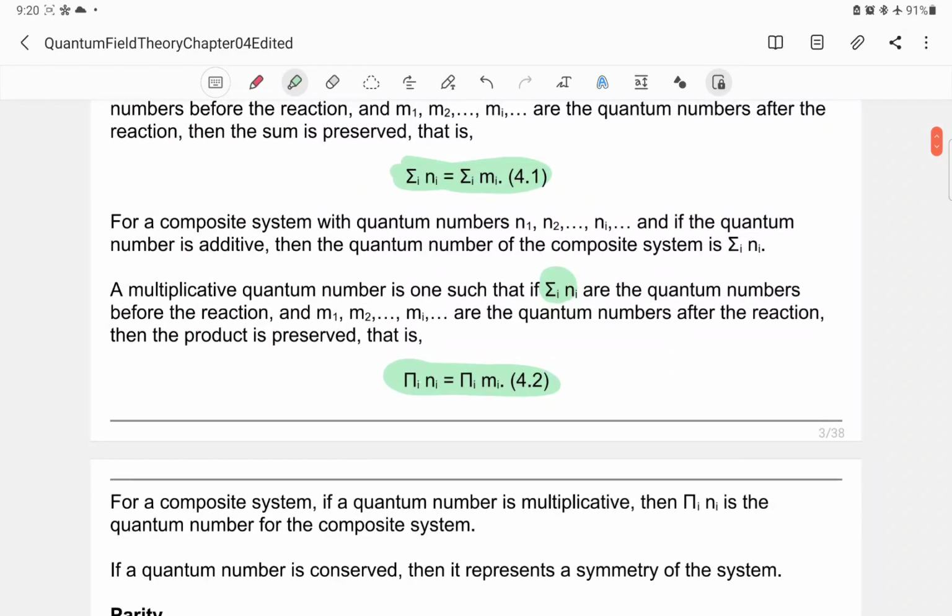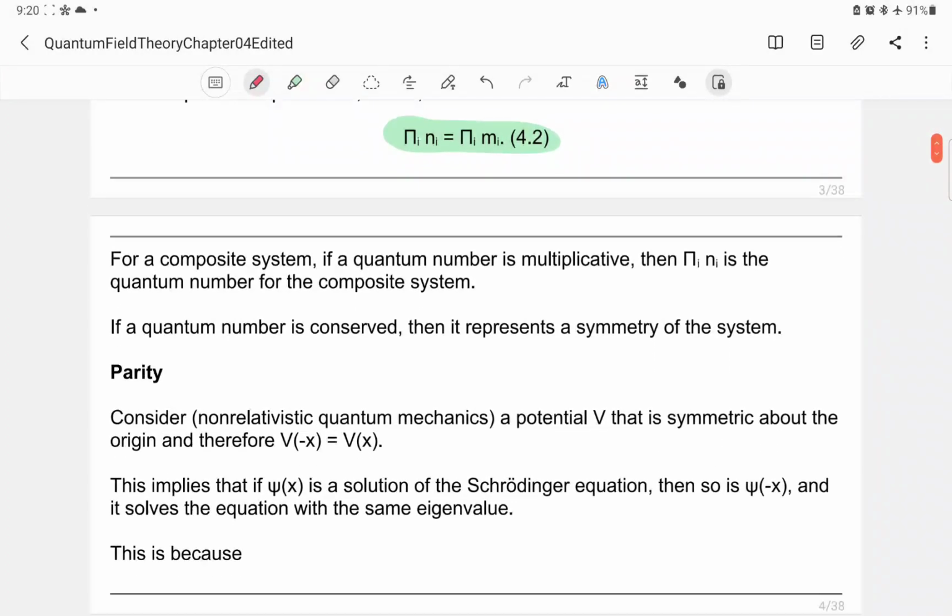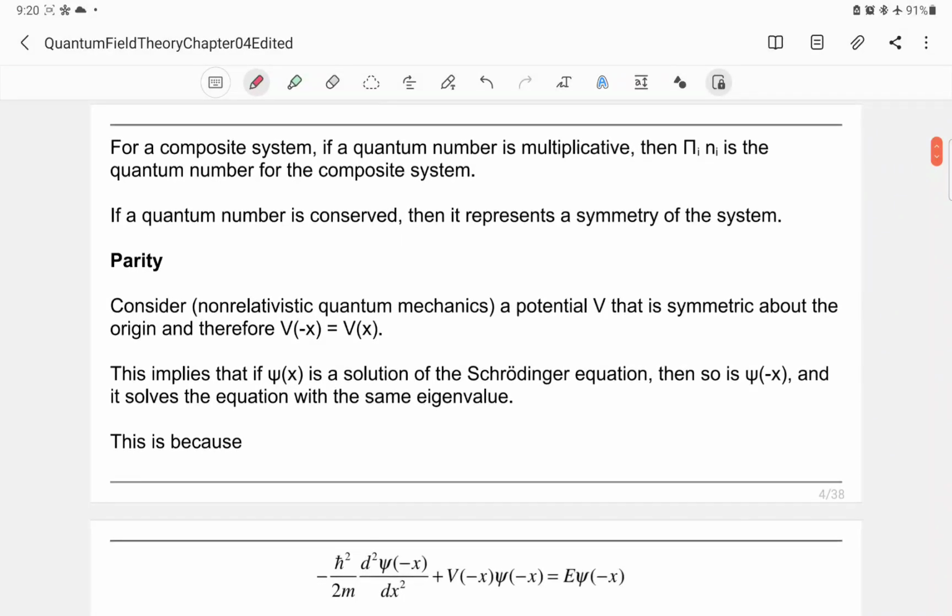By the way, I missed something here. This one here is supposed to be this. So for a composite system, if a quantum number is multiplicative, then the product of the quantum numbers is the quantum number of the composite system. And also, if a quantum number is conserved, then it represents a symmetry of the system.